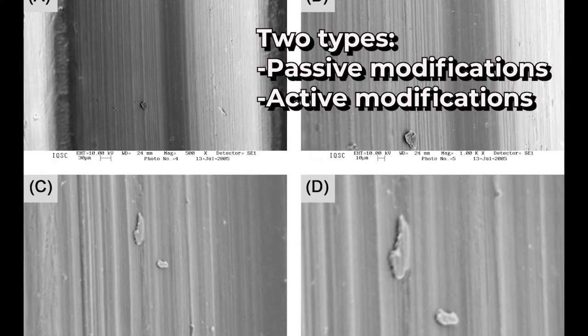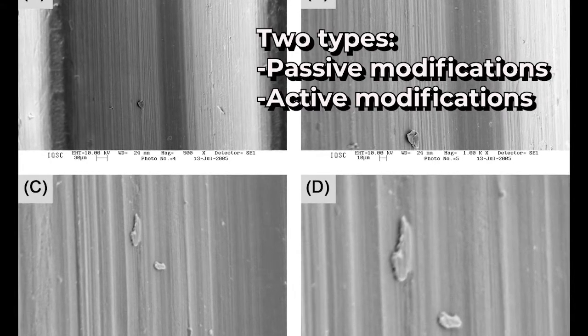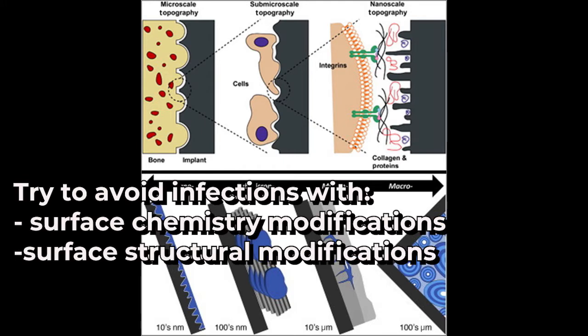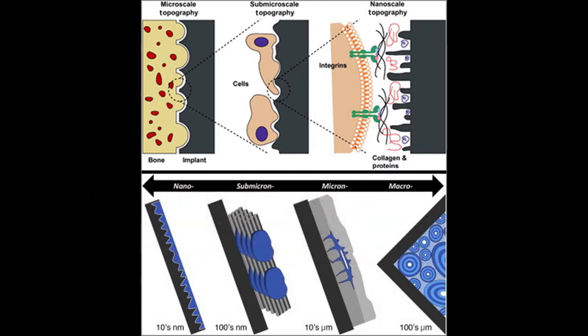There are 2 types of surface modifications, passive and active. Passive surface modifications do not release bactericidal agents to the surrounding tissues, instead they prevent or reduce bacterial adhesion through surface chemistry or surface structural modifications. This type of solution has been proved in vitro, but not in clinical models. Some polymer coatings include hydrophilic polymethacrylic acid, polyethylene oxide or protein-resistant polyethylene glycol.